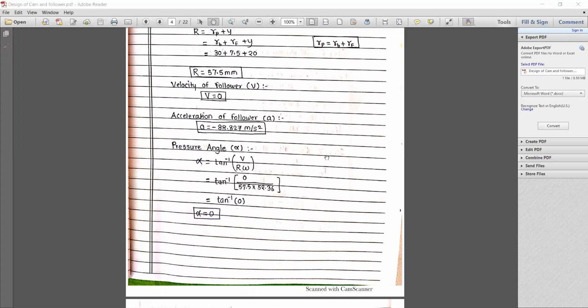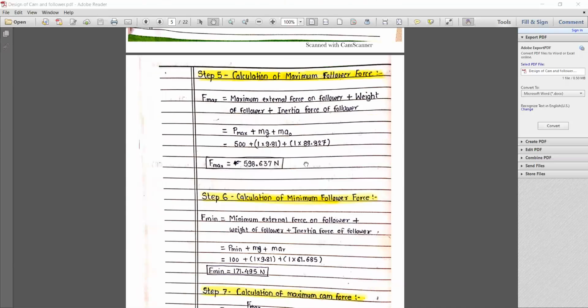Now next one, calculation of pressure angle. Pressure angle alpha is equal to tan inverse of V divided by R into W. So velocity is 0, so tan inverse of 0 is nothing but 0. The pressure angle is 0.